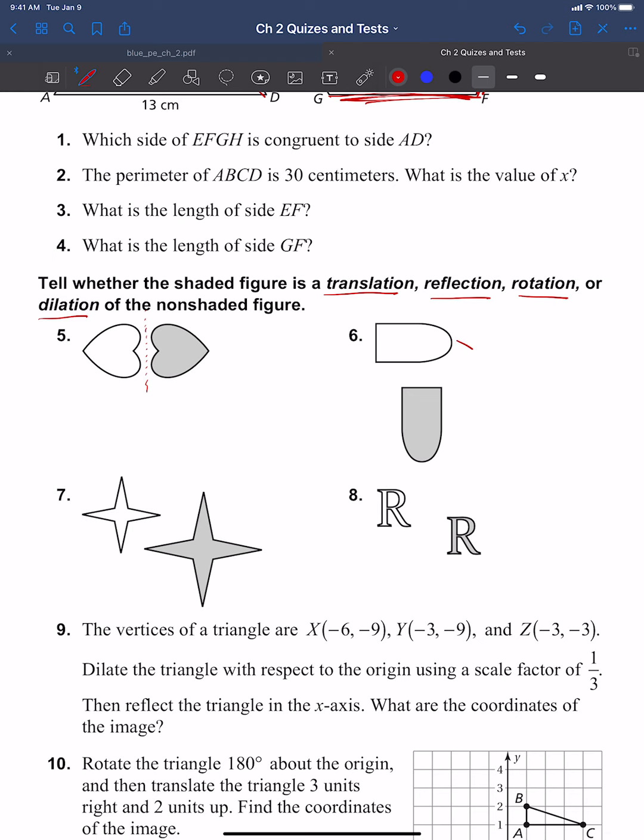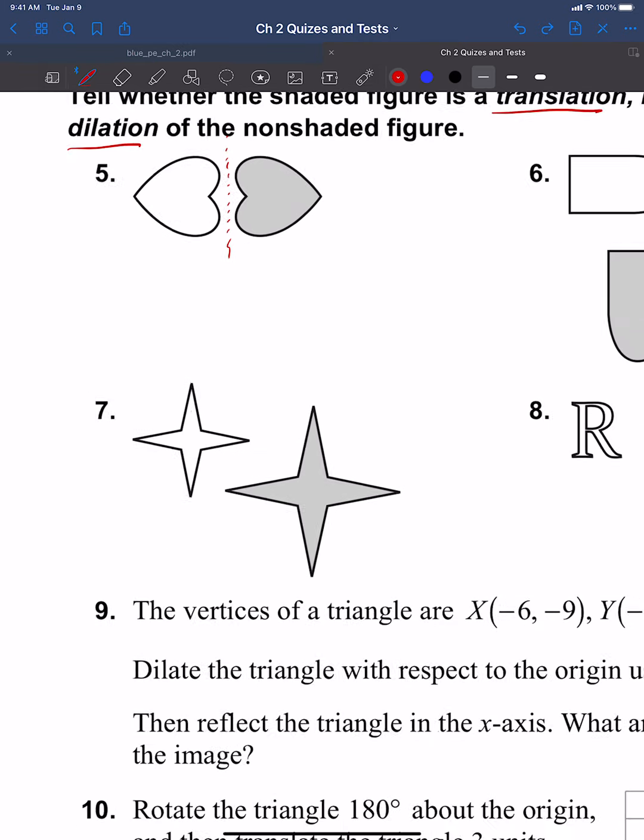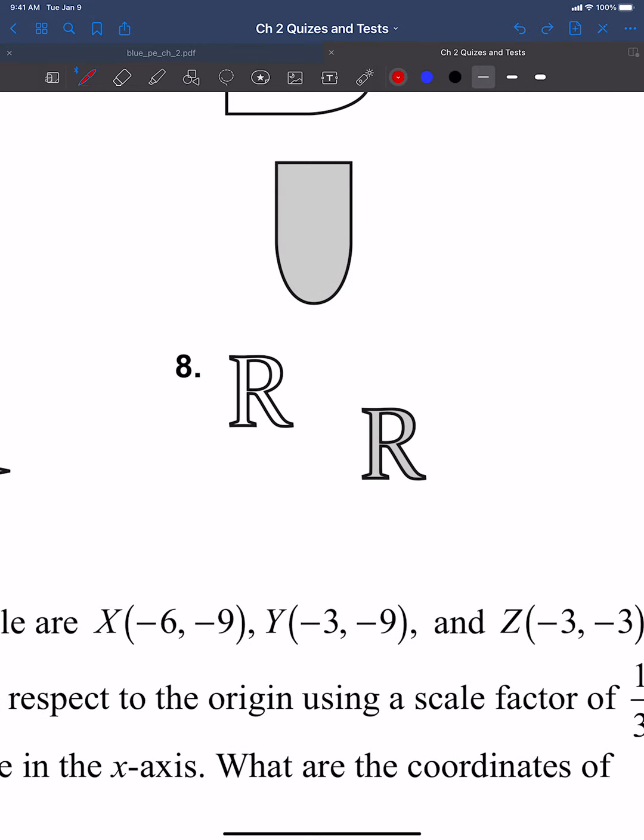Rotation. Good, I can tell that it rotated either 90 degrees that way or 270 degrees that way. I didn't even see the bottom figure. You didn't see this one? You just thought, oh, it's just a thing. How about 7? Dilation. Very good. How about 8? Translation. Remember, translation's just a slide.